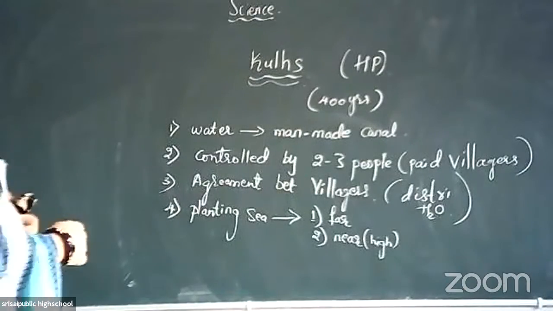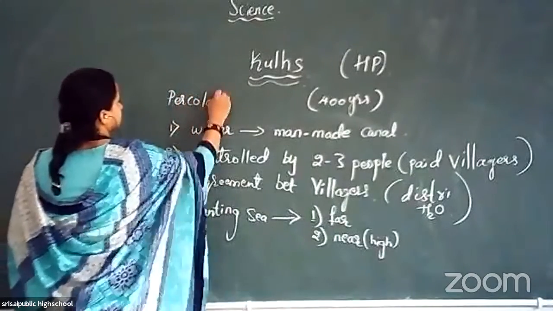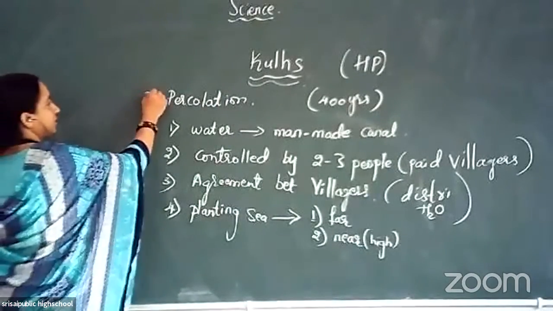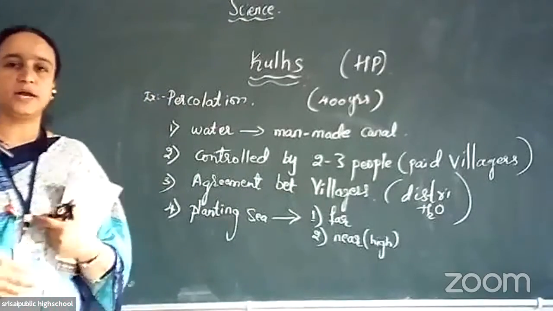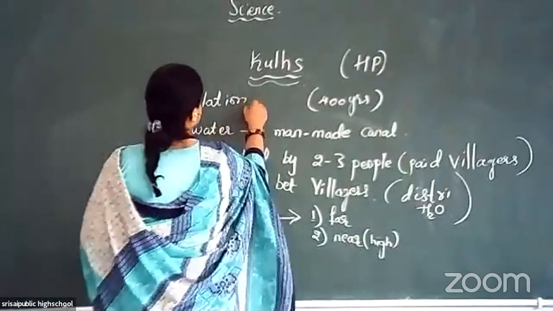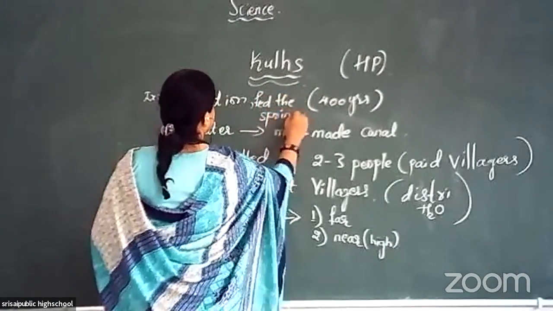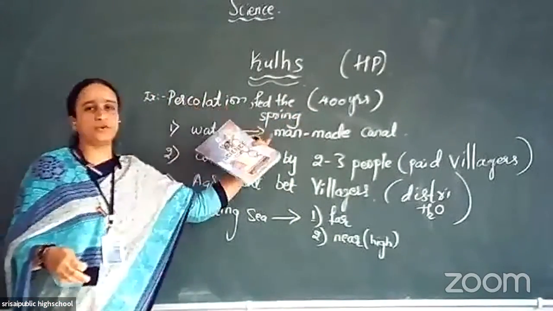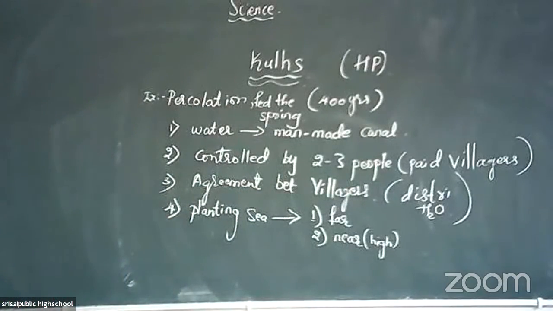And also these pools were utilized for what? Yes, this water was utilized for percolation and also to feed the springs. This water was also utilized for percolation and for feeding the springs also. In this way, the water was continuously, uniformly distributed, isn't it?